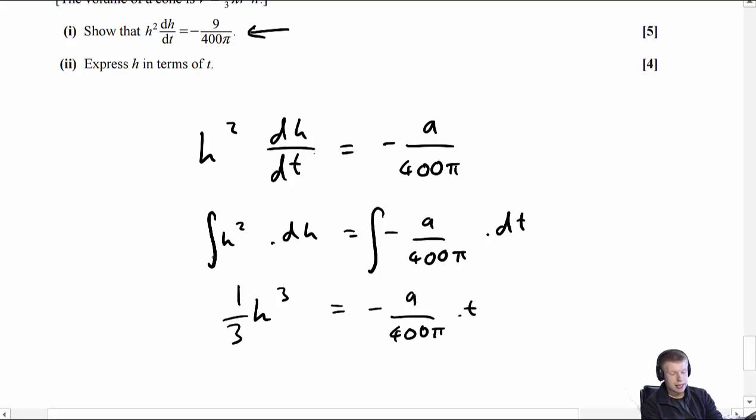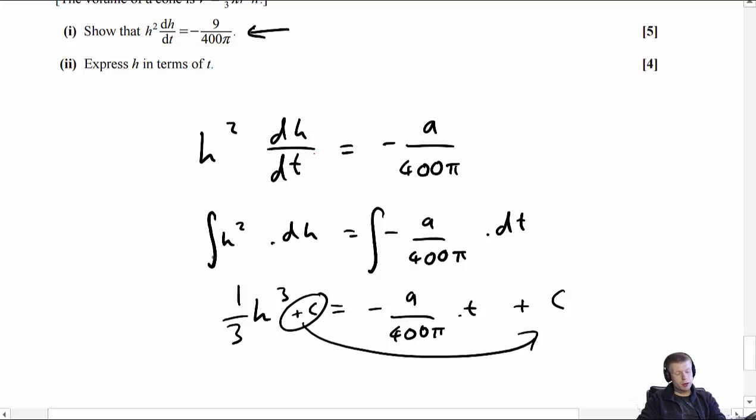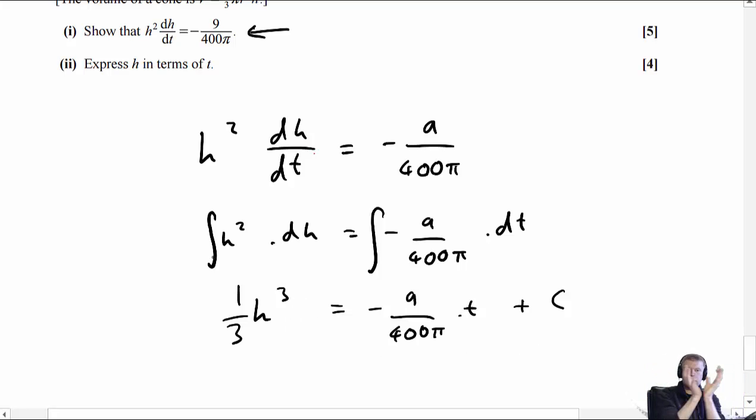Okay, so it's times t, okay? And then don't forget your constant of integration. Now, notice I didn't put a constant of integration on this side as well. The reason being is because a constant of integration is just a number, okay? So if I take this number over the other side and combine it with this number over here, then they're kind of going to be squashed together anyway.